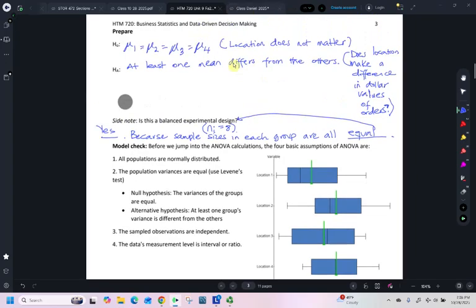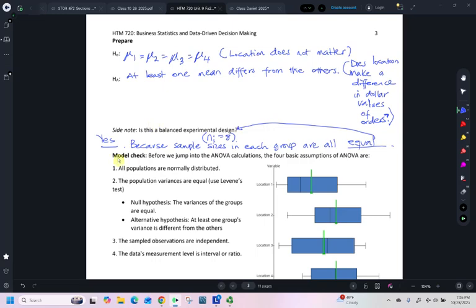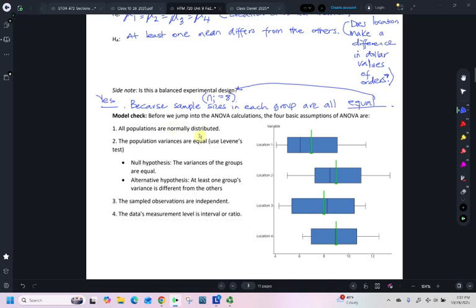The next step after noting this is to conduct some model checks. There are some underlying assumptions of the ANOVA table that justify that the conduct of analysis and its overall results are valid and can carry on into the population. The first one is that all populations are normally distributed. And we'll need to check this.